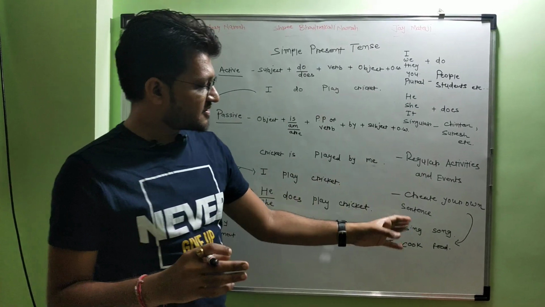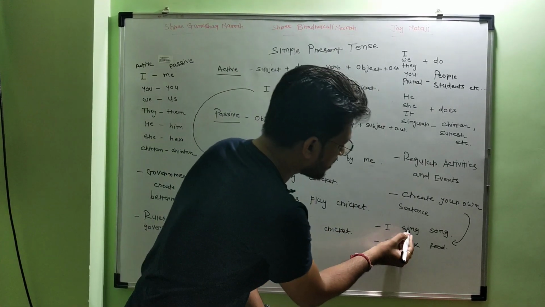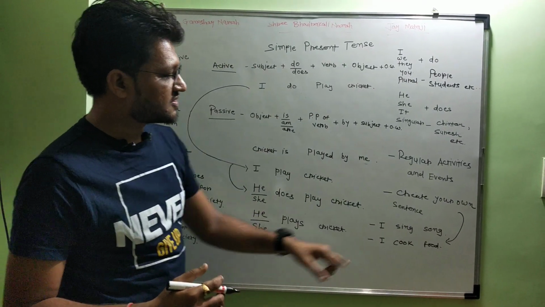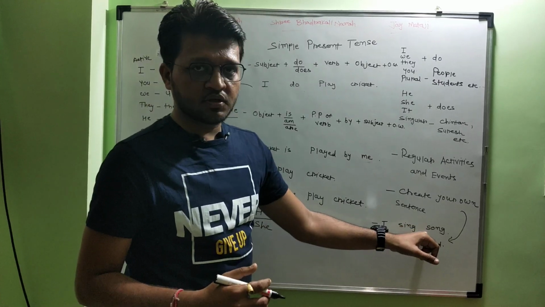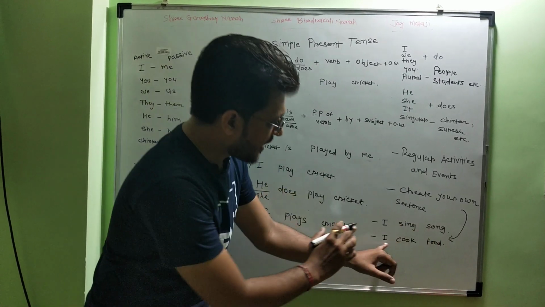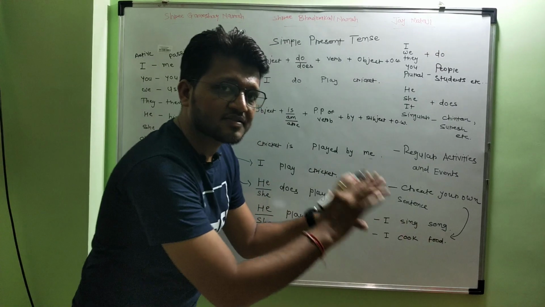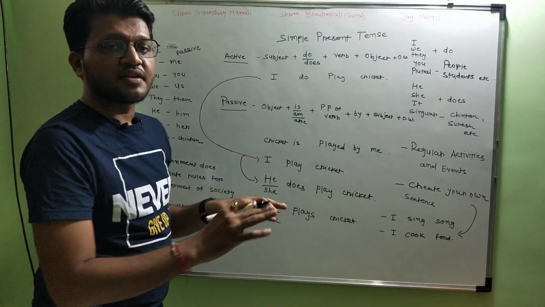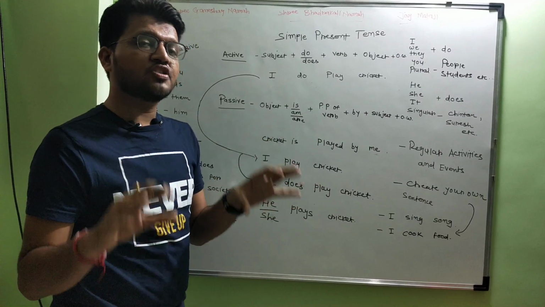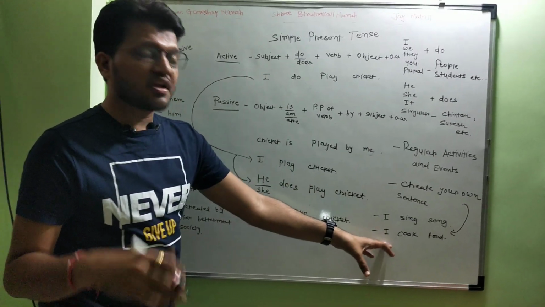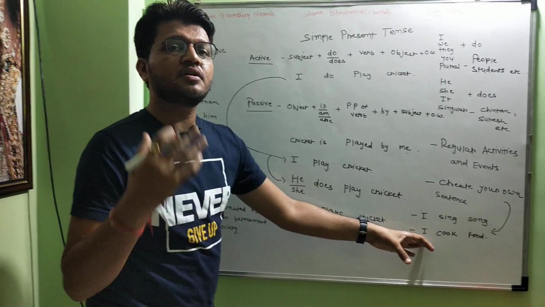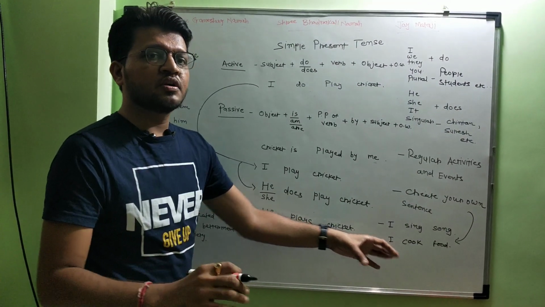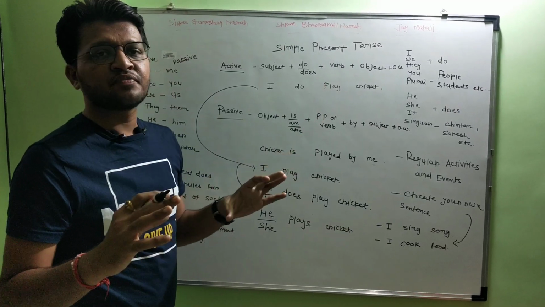Let's discuss some more examples of simple sentences of simple present tense. For example, I sing a song. This is another example: I cook food. This is another example of simple present tense. So according to your hobby, according to your interest, you can create your own simple sentence which you should use for explaining all these things.